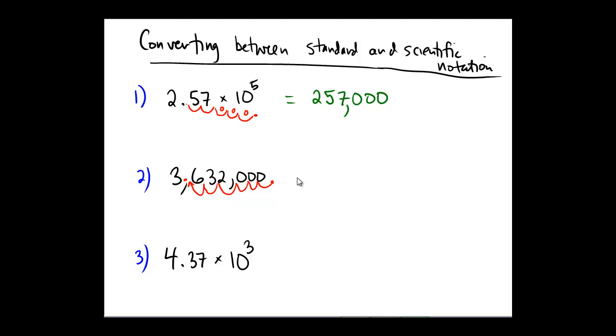So that means that the scientific notation answer would be 3.632, the number that we get when we move the spots, multiplied by 10 to the power of however many spots we moved, which as you can see was 6.